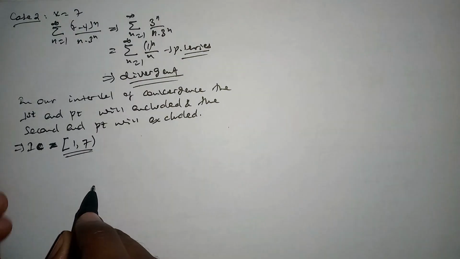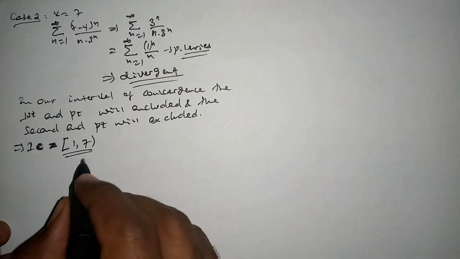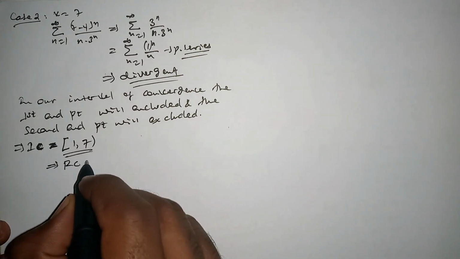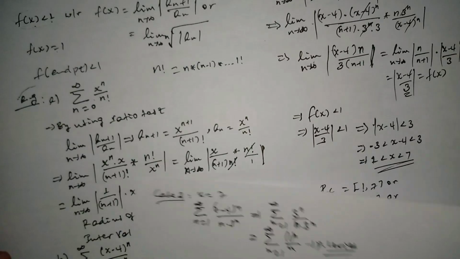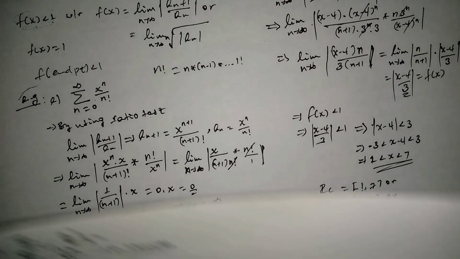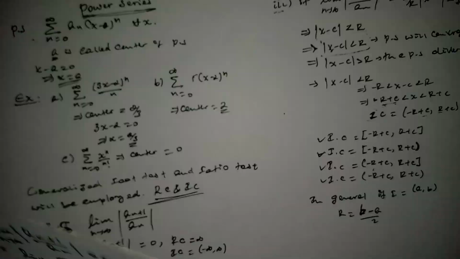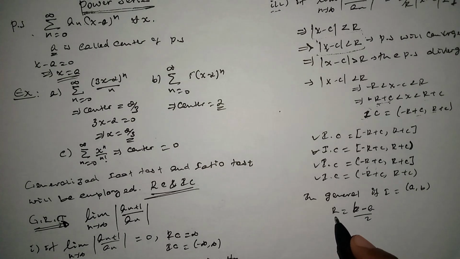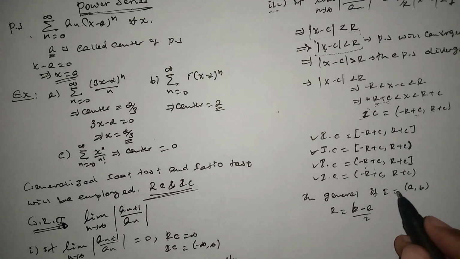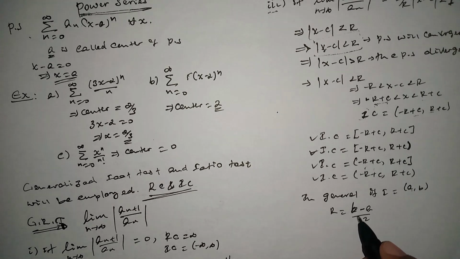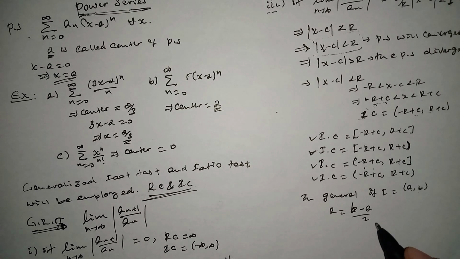This is our interval of convergence, and the radius of convergence, as we have seen in our last sessions, is as follows. We said the radius of convergence, for an interval of convergence given as a comma b, will be b minus a over 2.